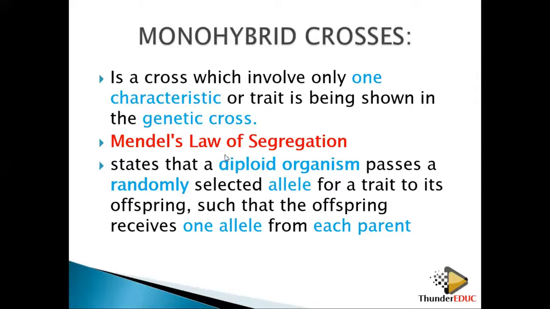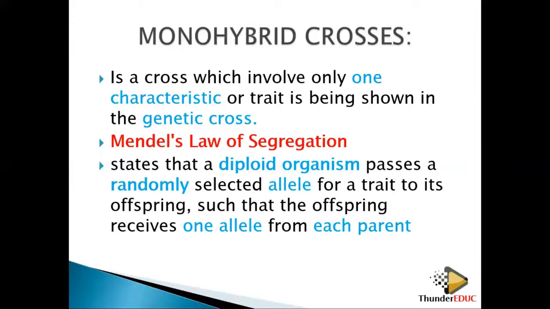diploid means that the organism has two sets of chromosomes. For example, how many chromosomes do you have? You have 46, but you have 23 pairs. So if there are 23 pairs, then we say that you are diploid. Randomly, you don't have a choice which one is going, which one is not going. It's random to the offspring, such that the offspring receives one allele from each parent.